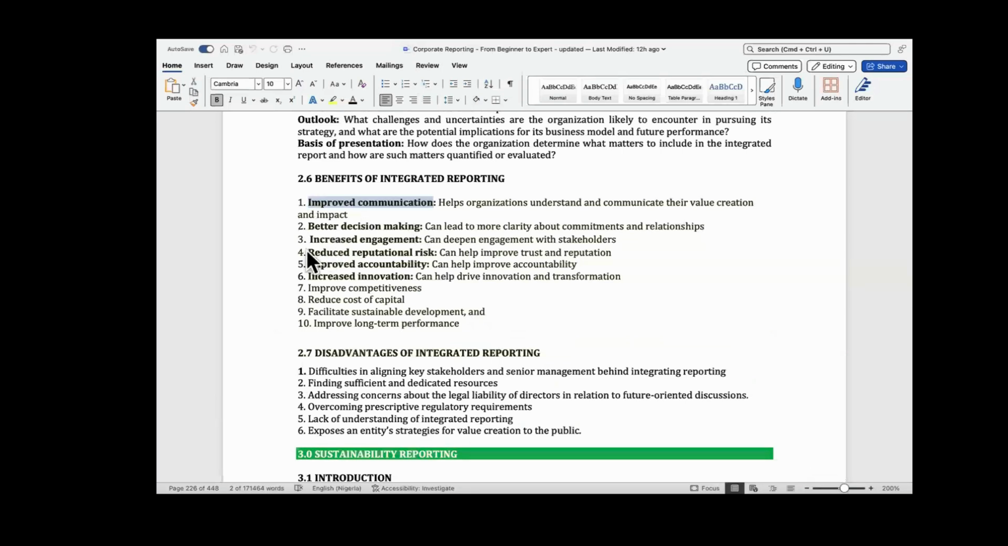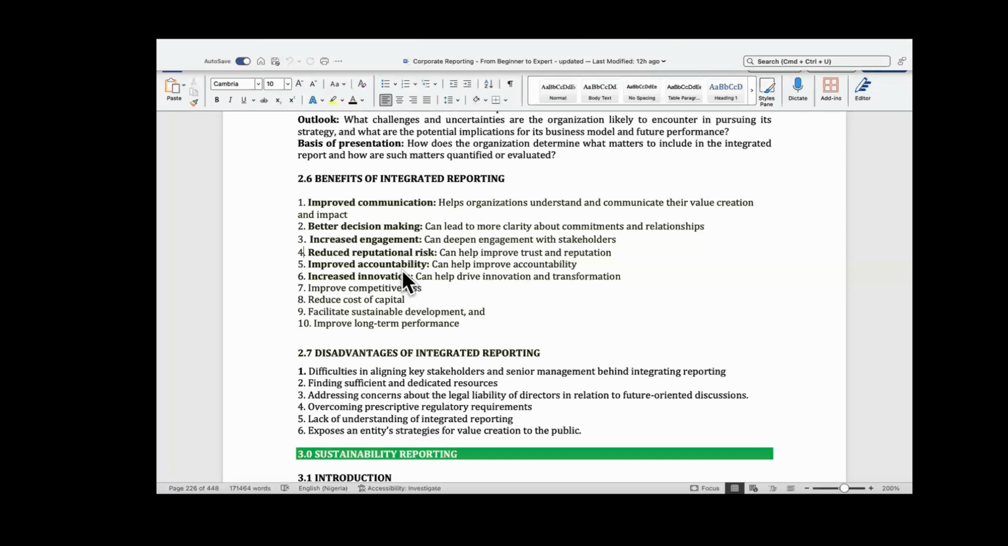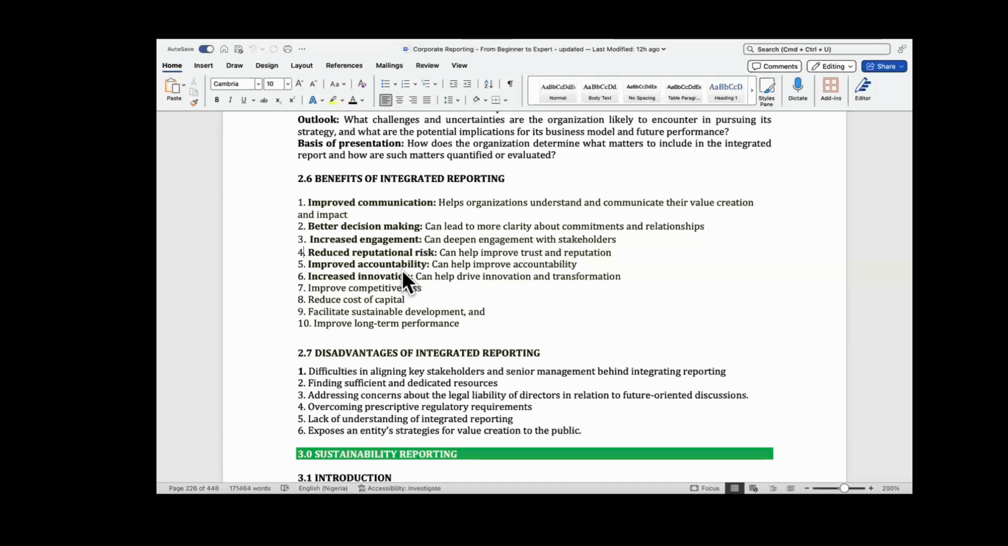However, also it reduces reputational risk, because by the time you're providing this information, reputational risk will be reduced because they will trust you, since they are seeing how you're providing this. You have created value. That trust will be there, and it improves accountability, right? Because you're providing much more information, and also there is increased innovation. Because by the time you think about how you have created value, you will discover that, okay, maybe we can do it much, much better, because you have sat down to report how you created value. So you will do better.